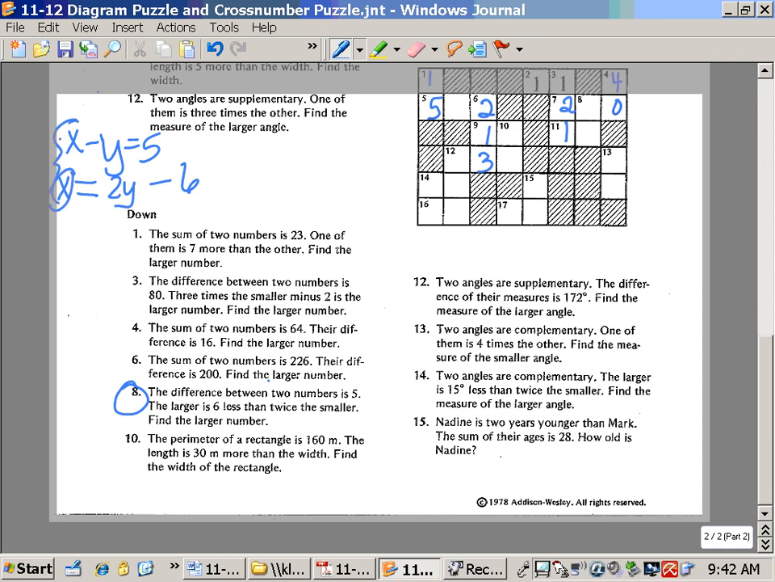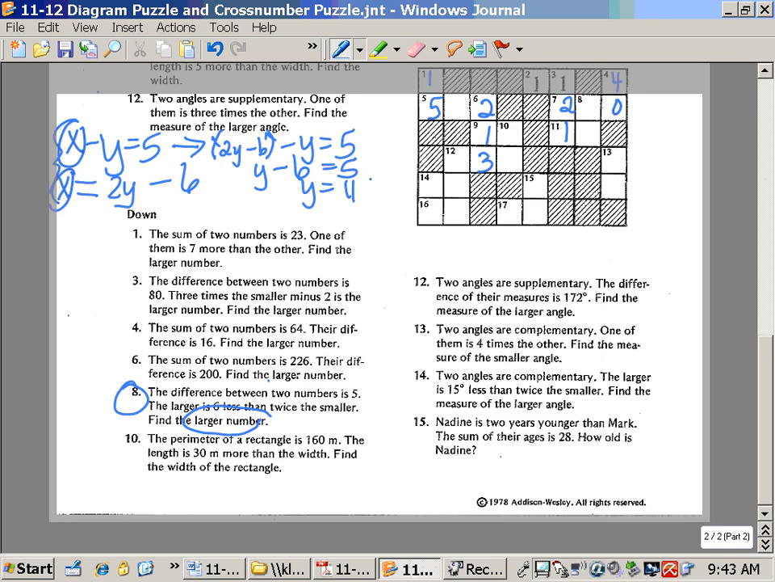Substitution. Circle the x's. So I'm going to drop out the x. Blank minus y equals 5. In the blank is 2y minus 6. There's nothing to distribute, so I can just drop my parentheses. 2y take away y is y. Minus 6 equals 5. Y equals 11. Is that the larger number?